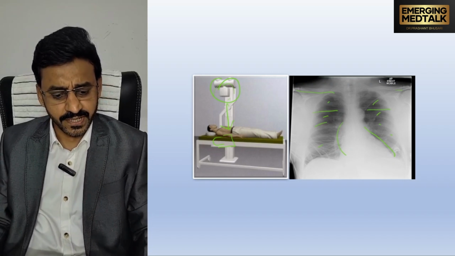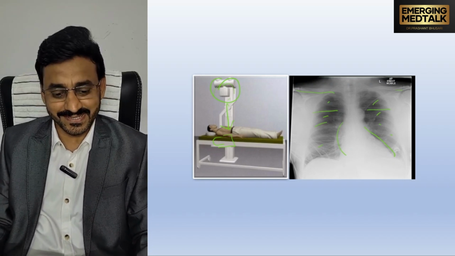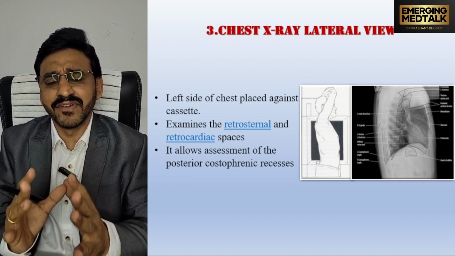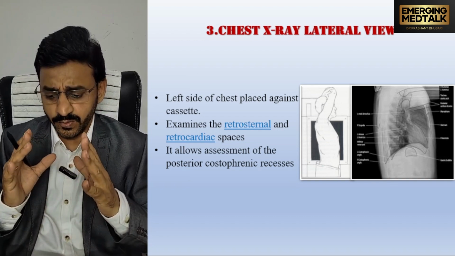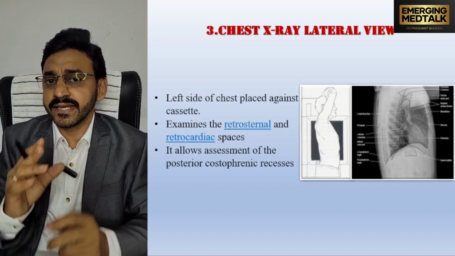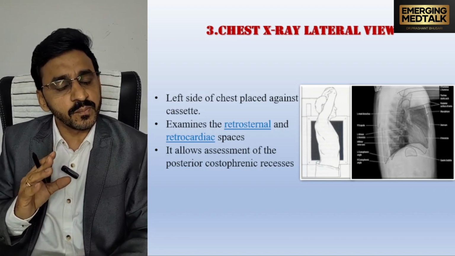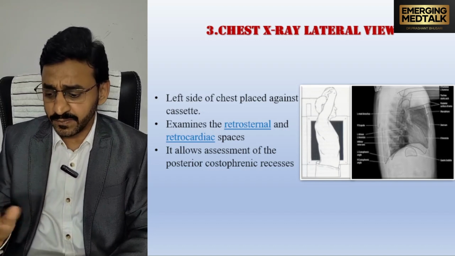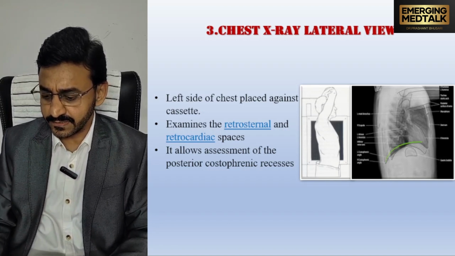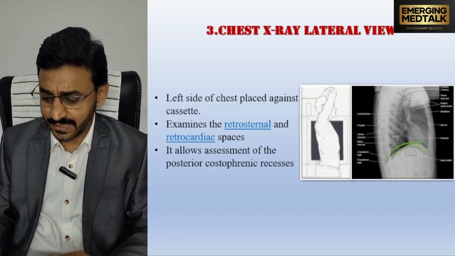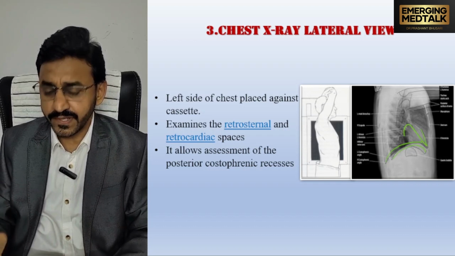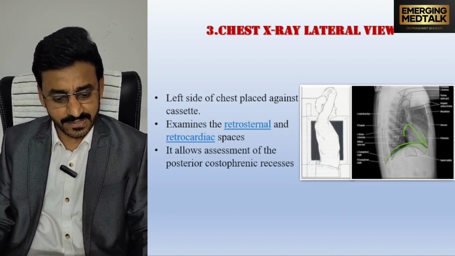So next, after this anterior posterior, the third is the lateral view, where we can particularly see the retrosternal and retrocardiac areas, which are not seen clearly on the PA and AP view, but can be seen clearly on the lateral view. So this is the chest X-ray lateral view.